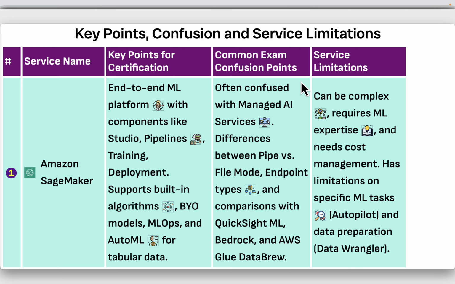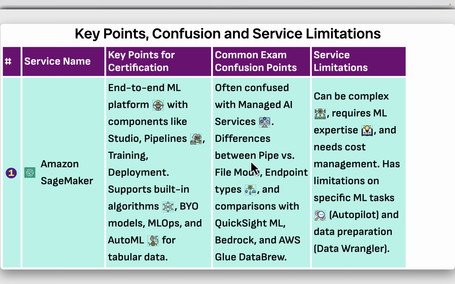Common exam confusion points: it is often confused with managed AI services. All other services are managed AI services. Basically, each has its API, you just call the API and use it. Depending on the exam, if it says it should be very easy to invoke and use, for example Transcribe, Translate, or Polly, you will choose that. SageMaker will require some kind of custom development work, where those services are not enough and you want to train on your own data. Then you will go for SageMaker.